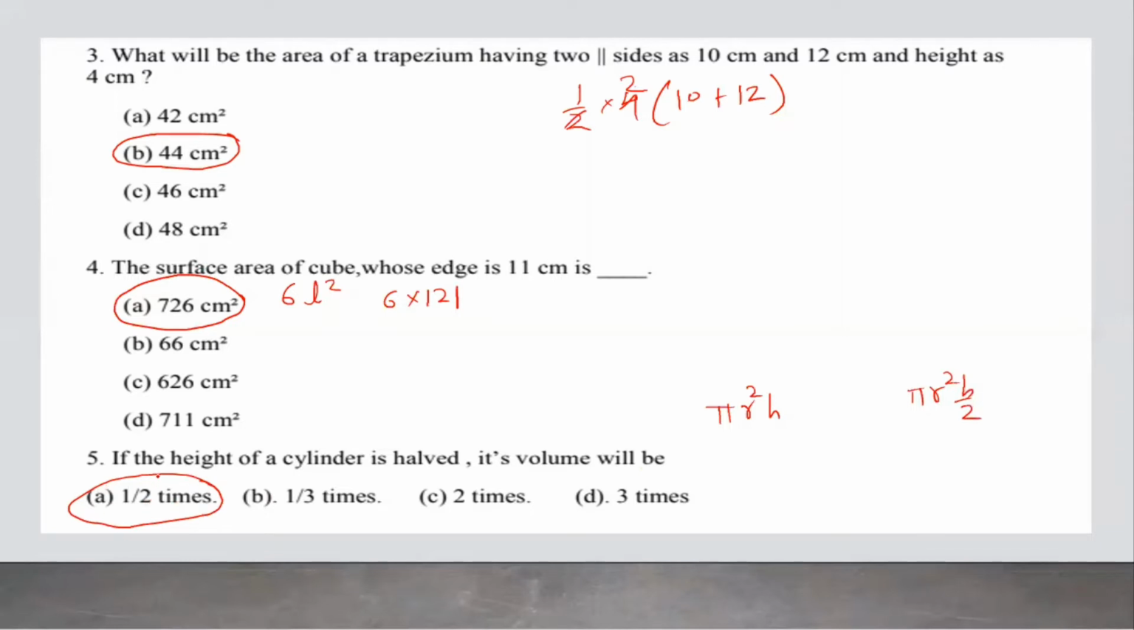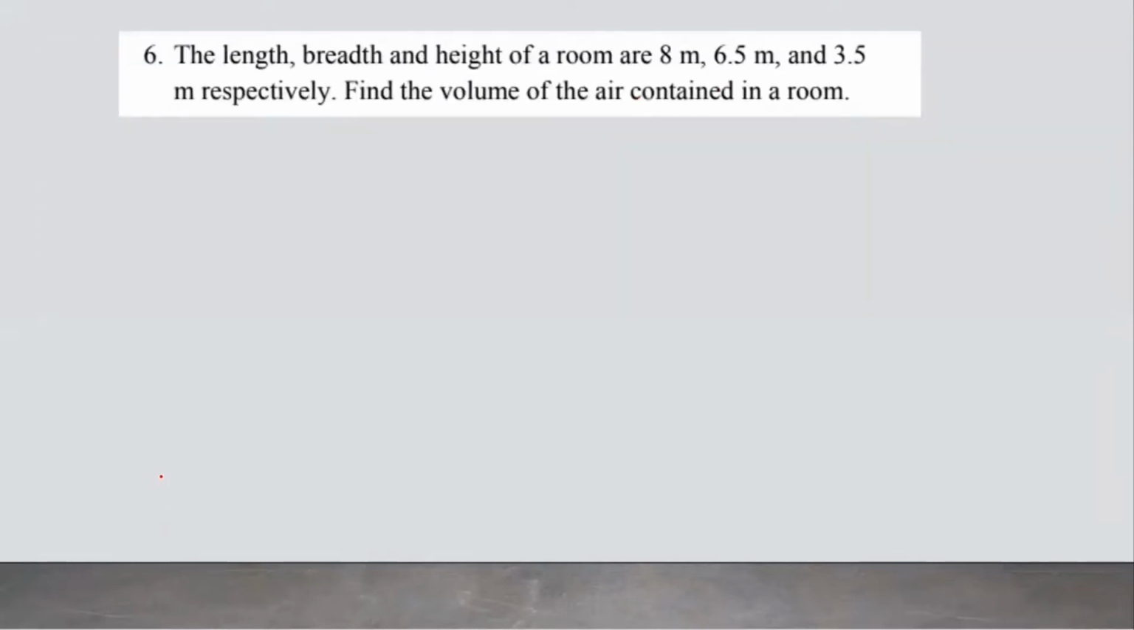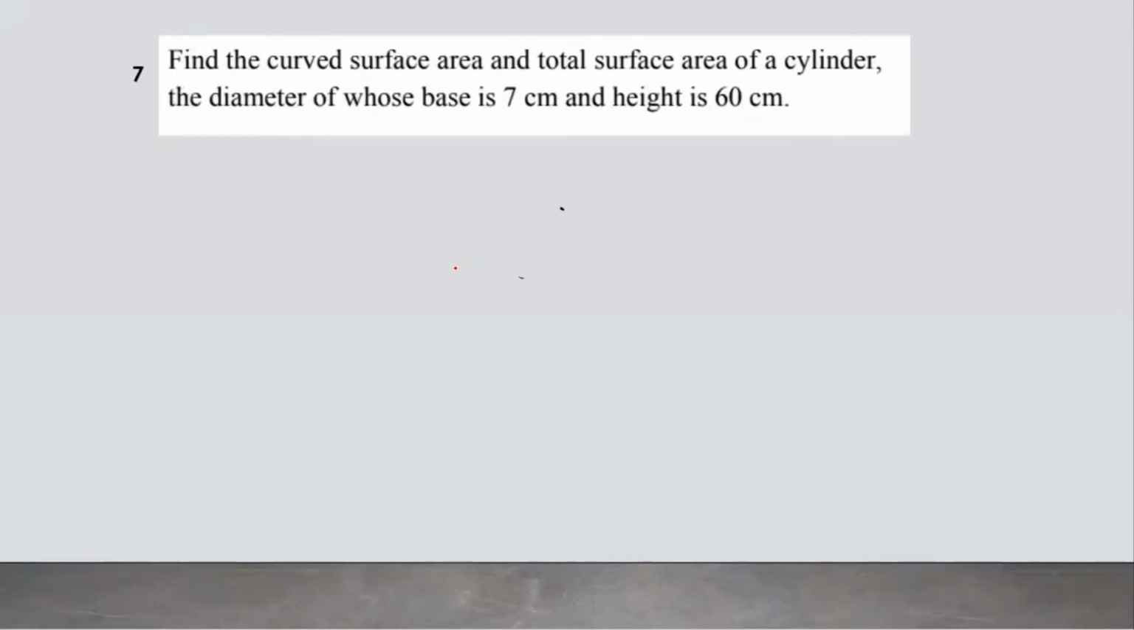Okay, after solving a few MCQs, let us start solving some questions which can be asked for 2 or 3 marks. Now the length, breadth and the height of a room are given as 8 meter, 6.5 meter and 3.5 meter respectively. Find the volume of the air contained in the room. Now volume of the air is equal to length into breadth into height. So let us substitute 8 into 6.5 into 3.5 and when we simplify it, we get 182 cubic meter. Got it? So just knowing the formula it becomes easy.